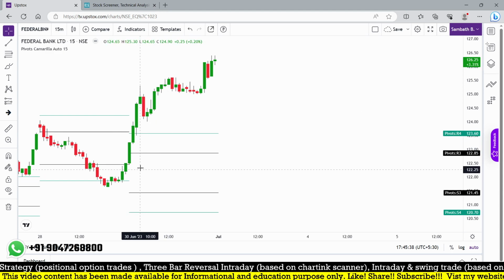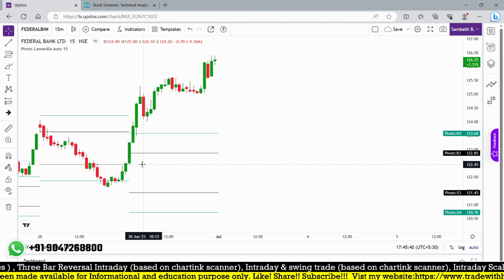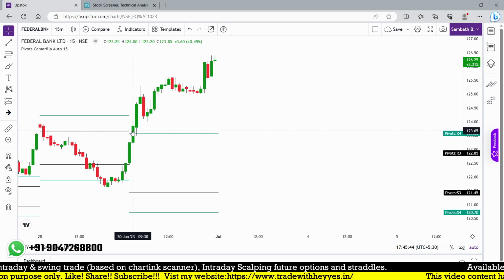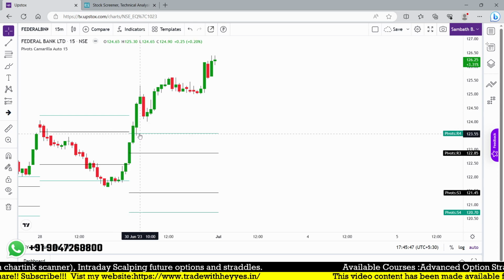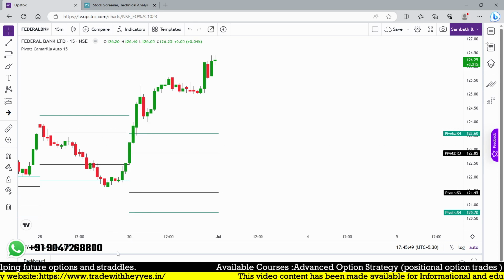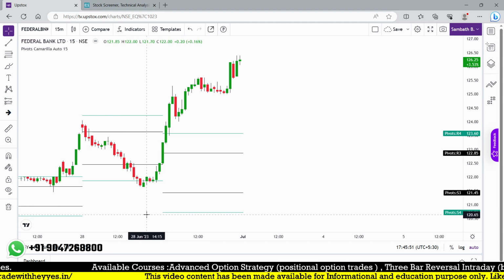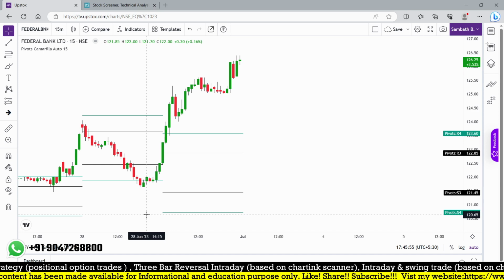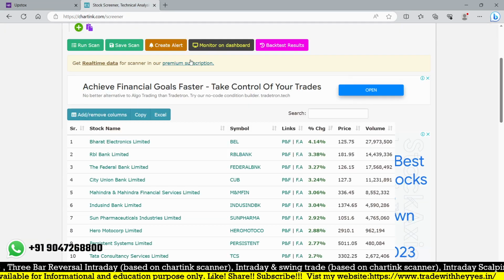Maybe the stock opened between that particular level in the first 15 minutes. After that, if it gives you a breakout above R4, there is a chance of continuation on the higher side. And if it breaks S4, we can get a chance of continuation on the downside. That should be the one point which we can make a criterion.